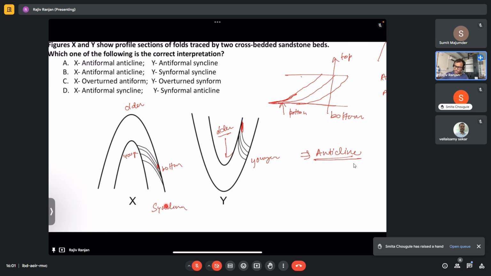Now look at the closure of this fold. Both limbs are dipping away. That means what is it? Synform or antiform? It's an antiform, right? And here both are dipping towards each other, which means synform. Now try to see which one is correct.